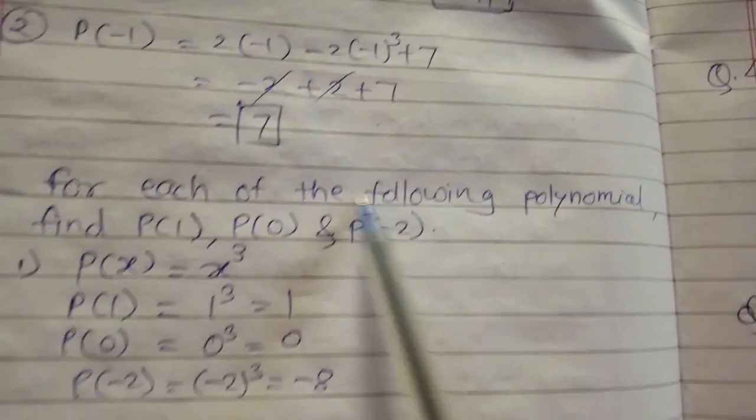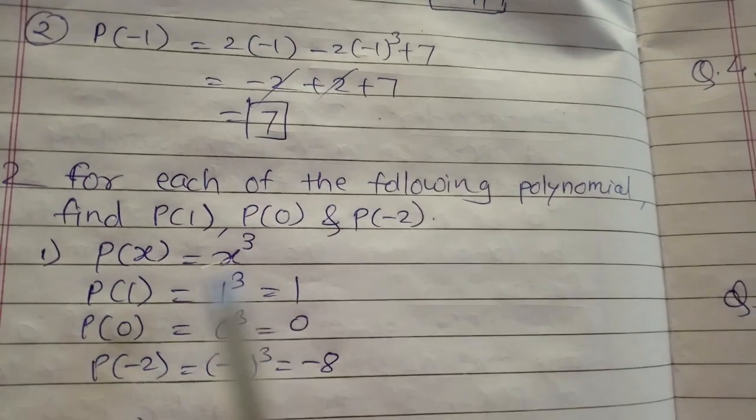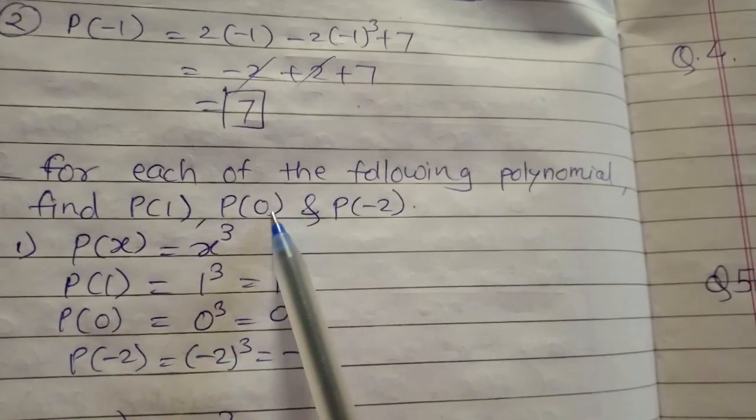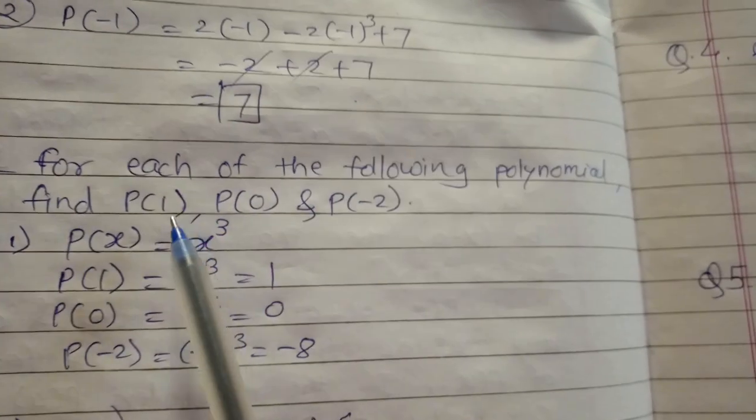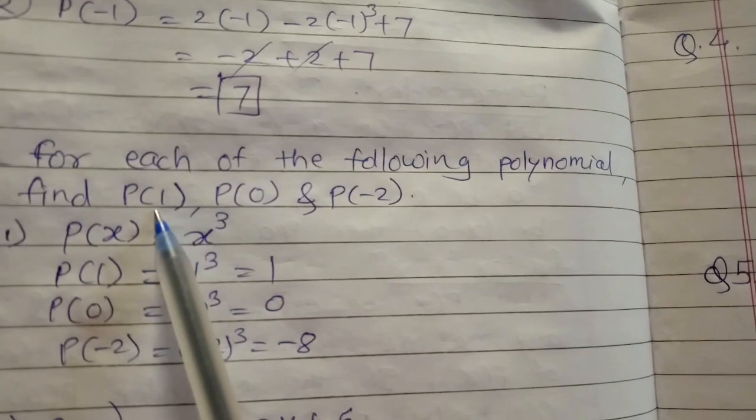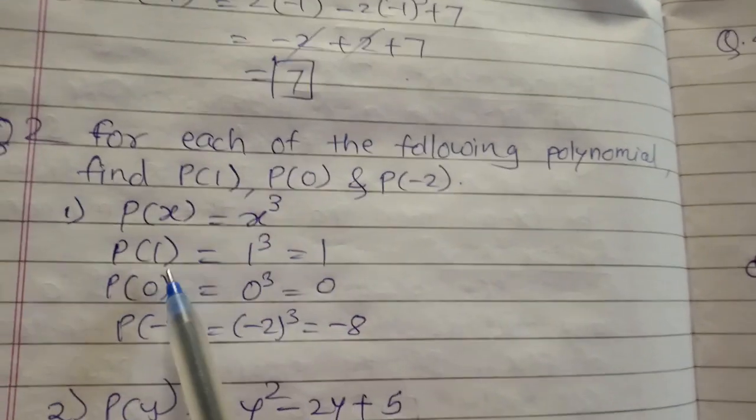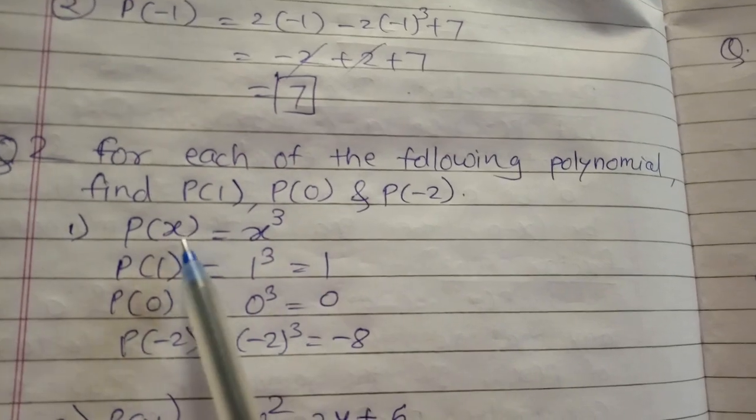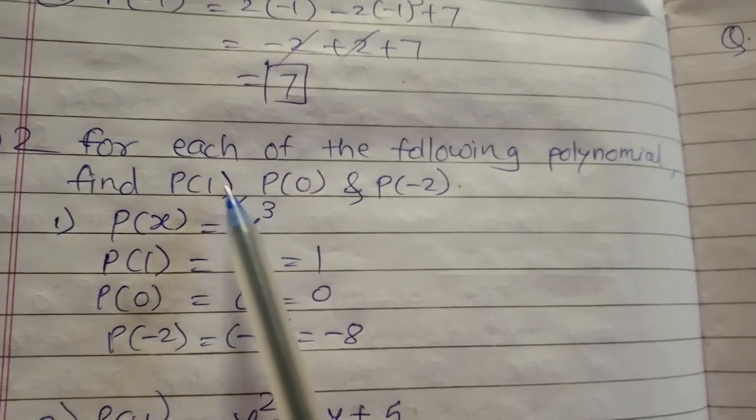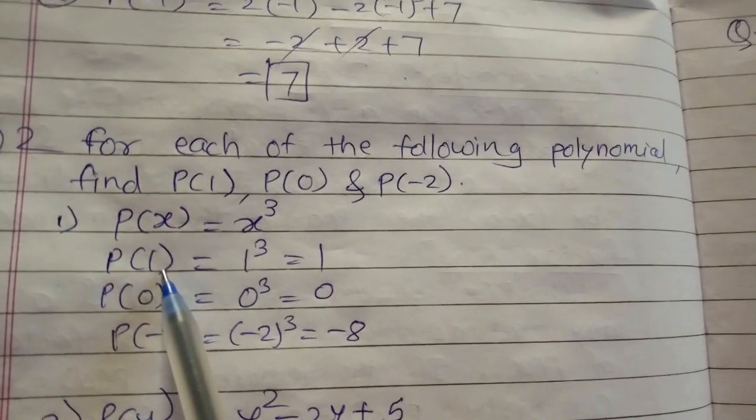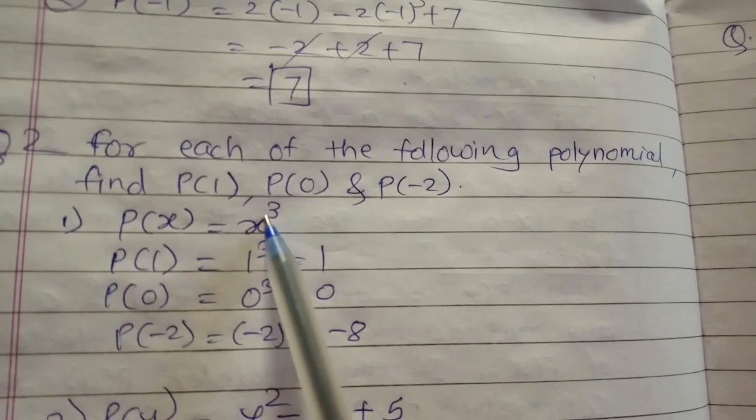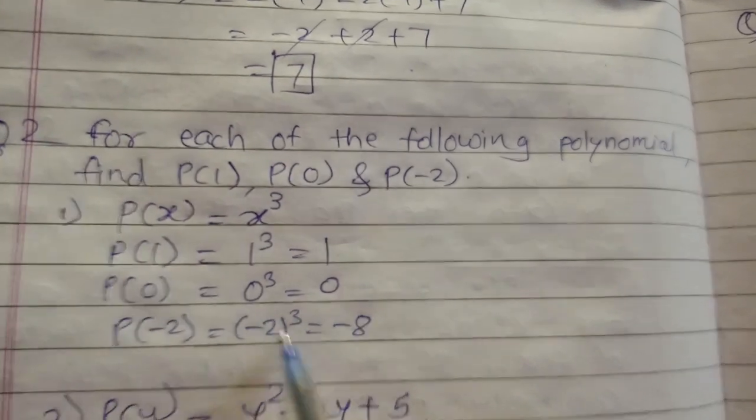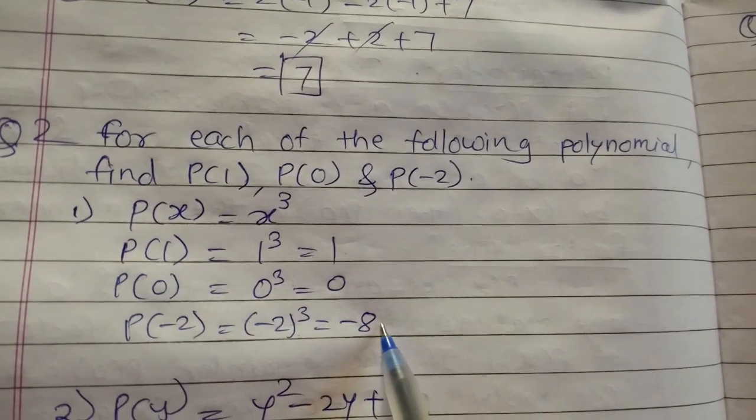Now question number two: for each of the following polynomials, find p of 1, p of 0 and p of minus 2. This means we have to put down the value of the variable as 1, 0 and minus 2. The polynomial given is p of x equals x cube. To find p of 1, in place of x we write 1, so 1 cube is 1. 0 cube is 0. And minus 2 cube, you will get minus 8.